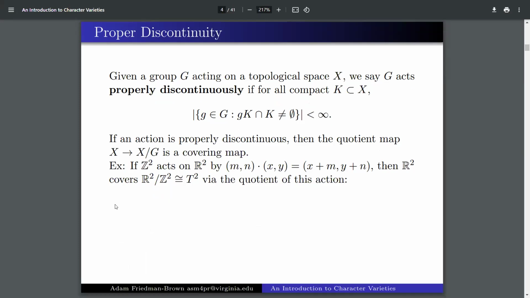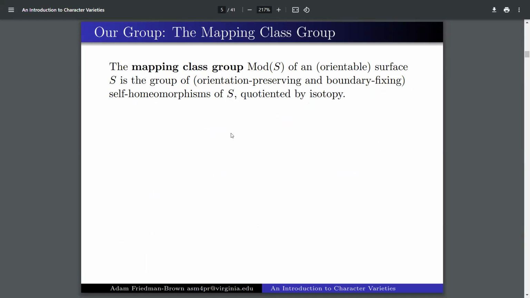We're going to be talking about a certain group and a topological space to start off things. So our group is going to be the mapping class group of an orientable surface, usually. And this is going to be the group of self-homeomorphisms of S that fix the boundary pointwise and also preserve orientation if the surface has an orientation. And then we quotient all these homeomorphisms by isotopy. Again, Algebraic Topology is a good book to look into to learn more about that.